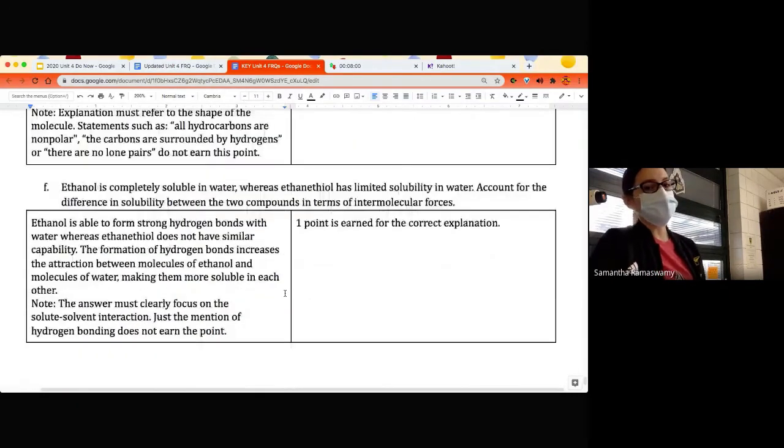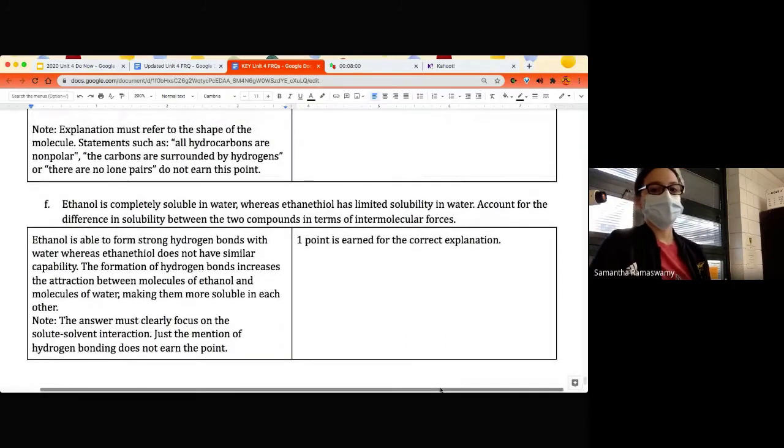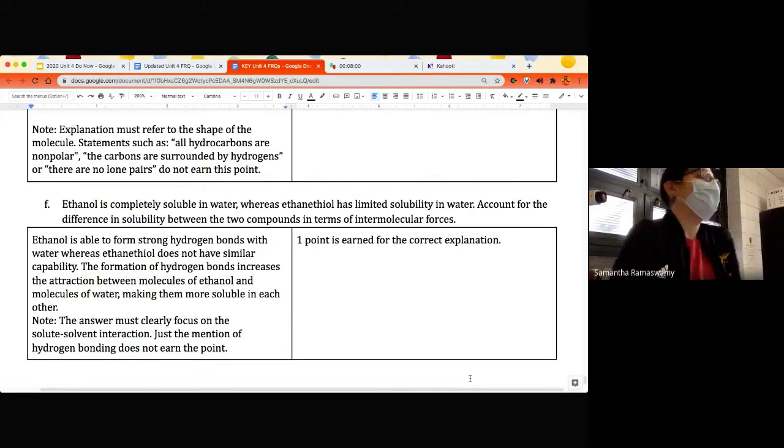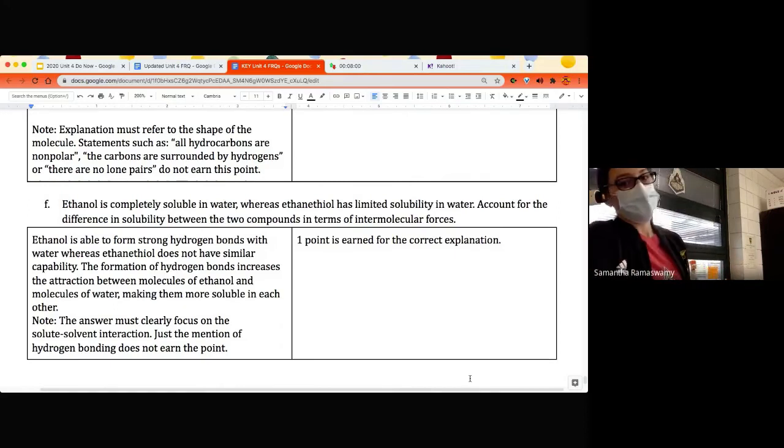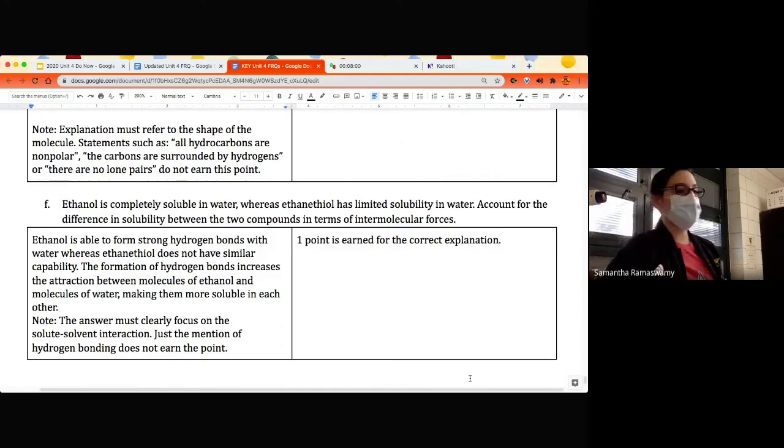And then finally, part F, ethanol is completely soluble in water, whereas ethane thiol has limited solubility. Ethanol, the OL means you have an OH group. Ethane thiol means you have a sulfur hydrogen group. So if ethanol is completely soluble in water, that means it interacts with water very well. If ethane thiol has limited solubility, that means it doesn't interact very well. So it says account for the difference between the two compounds in terms of intermolecular forces. So ethanol is able to form strong hydrogen bonds with water. Ethane thiol is not.